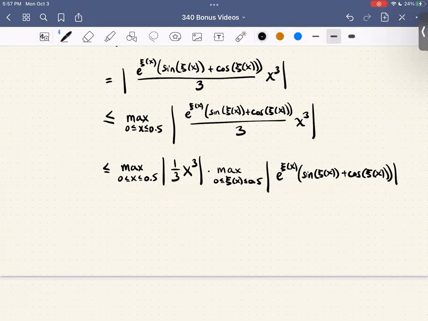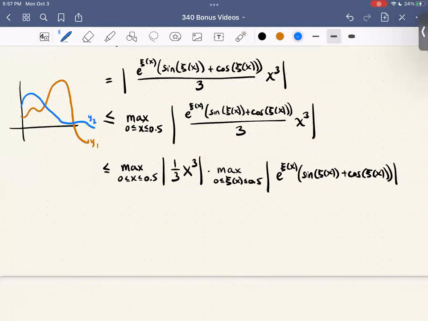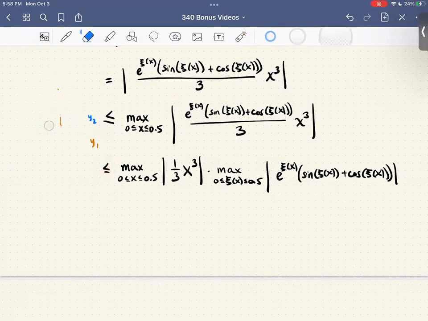So if you think about this, maybe I'll draw a little picture. If there's my function f of x, and let's say there's my function g of x, maybe I'll call it y1 and y2. Then the max of y2 happens over here, and the max of y1 happens over here. If I took the product, I would get something different. So I'm going to multiply the maximum I could possibly get here and the maximum I could possibly get here. This is going to be less than or equal to the product of those things. Okay.